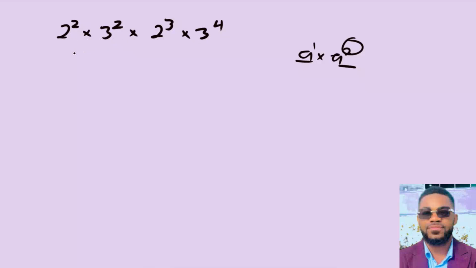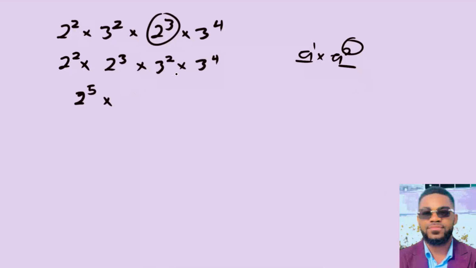So we have to rearrange in such a way that it's going to be like this: 2 exponent 2 times 2 exponent 3 times 3 exponent 2 times 3 exponent 4. Now, what's the law saying? If the bases are the same and they are multiplying, we take one of the bases. So in this case, we take 2, then we add the exponents. So that's going to be 2 plus 3, that will give me 5. Times 3 exponent 2 times 3 exponent 4. We take one of the bases, then we add the exponents. So we have 2 plus 4, that's going to be 6. So easily and simply, we have been able to multiply using the law of indices for multiplication.